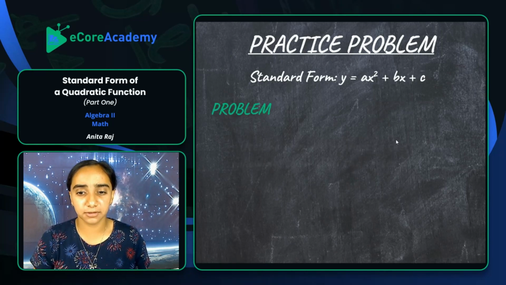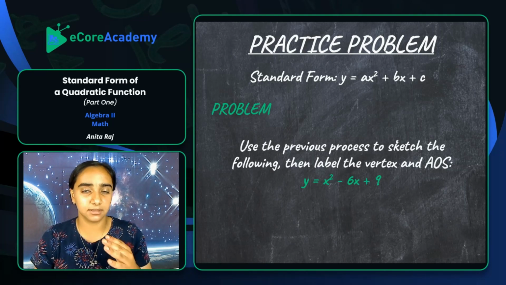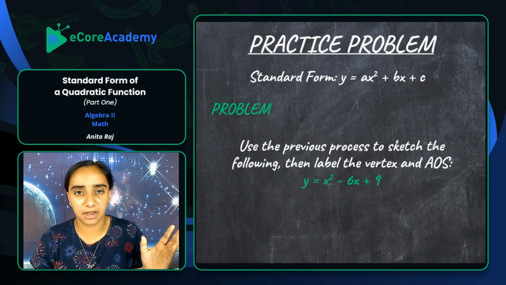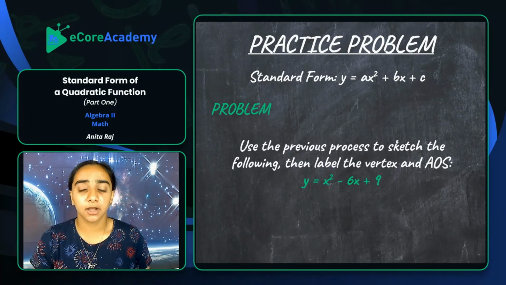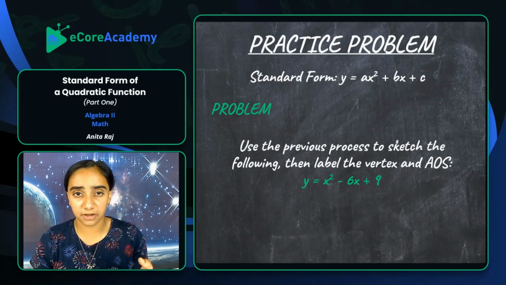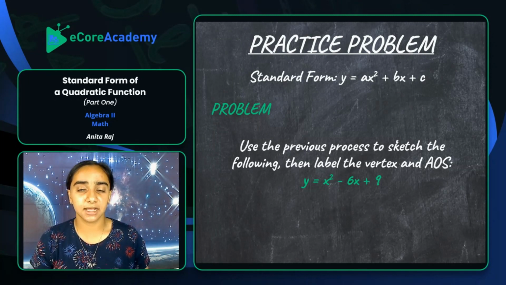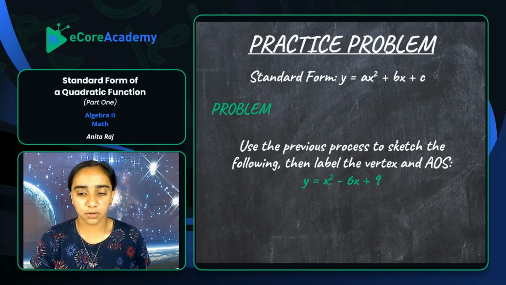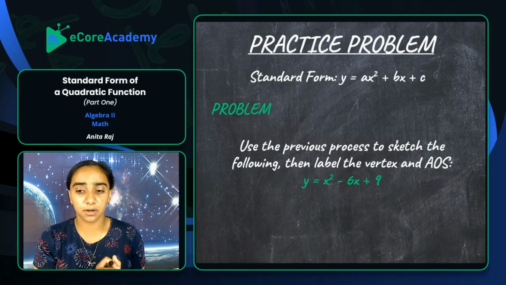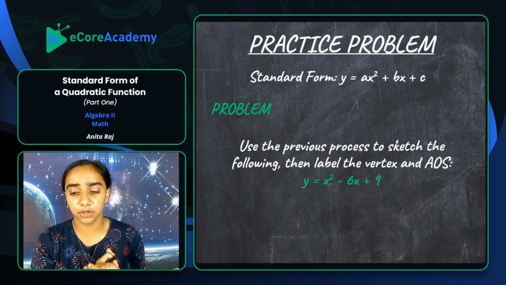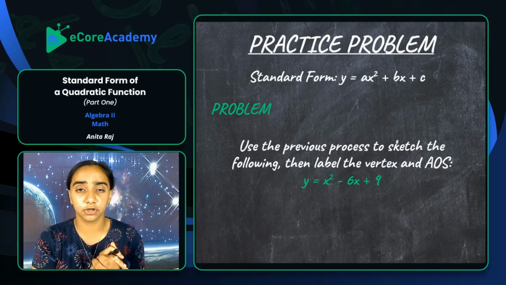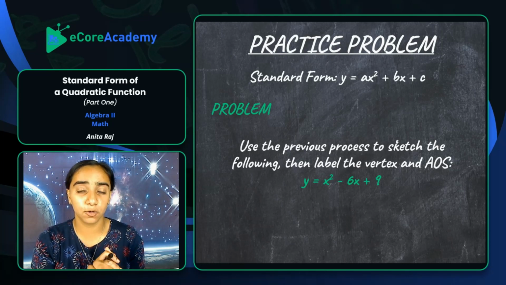Here is the problem. Use the previous process, the 6-step graphing process I just showed you, to sketch the following. So what you want to do is find your 5 points, sketch the curve through them, and then label the vertex and label the axis of symmetry, after finding what they are. You're going to be using the quadratic function in standard form, y equals x squared minus 6x plus 9. So you're going to find the 5 points and plot them, then sketch the curve, and then find and label the vertex and axis of symmetry for this quadratic function.